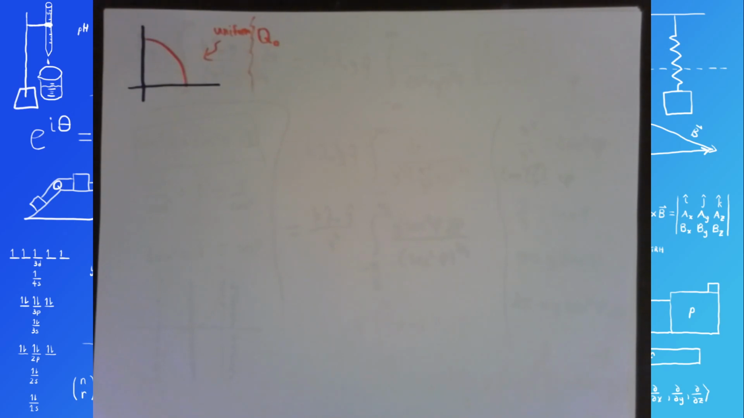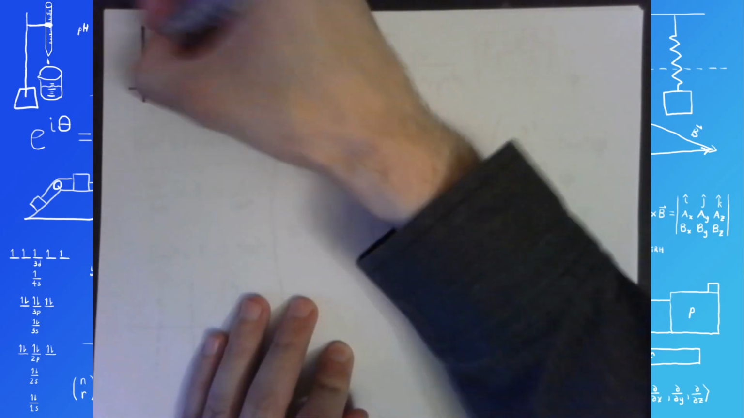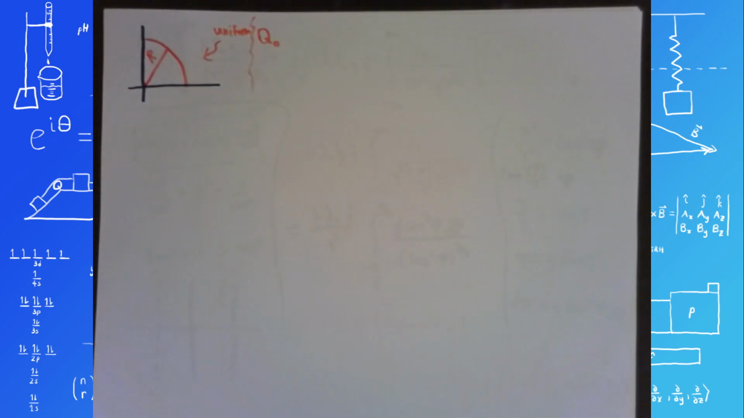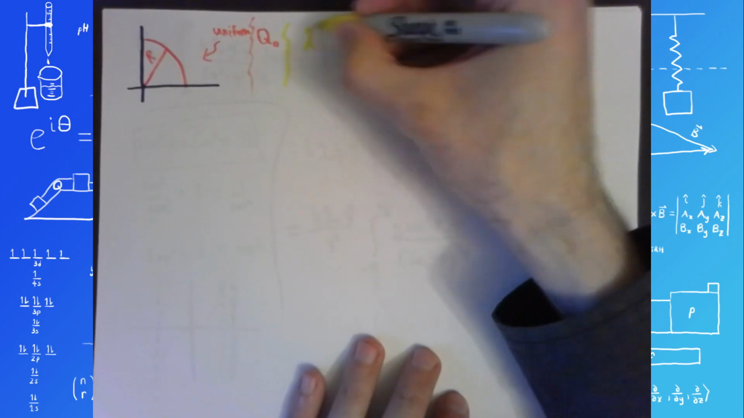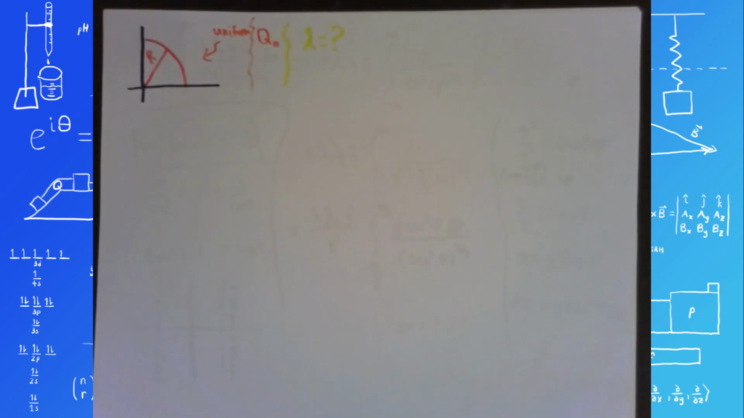What else did they give us? They gave us the radius, so I'm going to call that capital R so that we don't mistake it for a variable. And that's it. So their first question is, what is the linear charge density along the arc? Their first question is, what is lambda? That shouldn't be too hard to do.